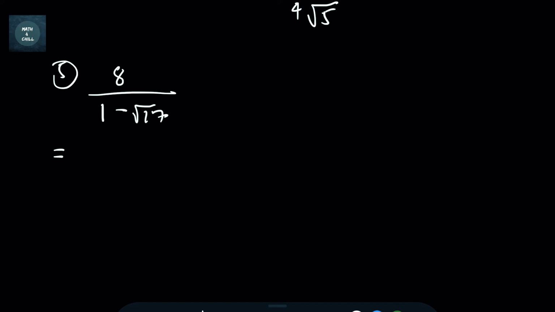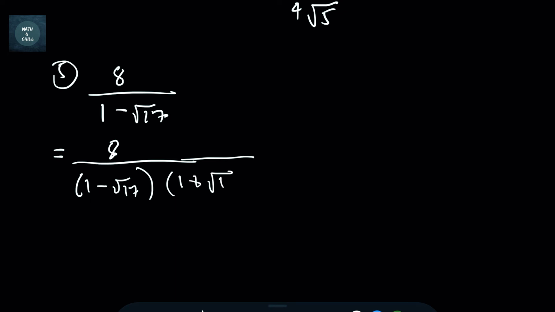So let's proceed. First, let's copy the numerator, and then what we have here is 1 minus the square root of 17. We multiply that to this expression, 1 plus the square root of 17, so that we can remove the radical symbol. Then we do the same in the numerator. We also multiply this one to 1 plus the square root of 17.